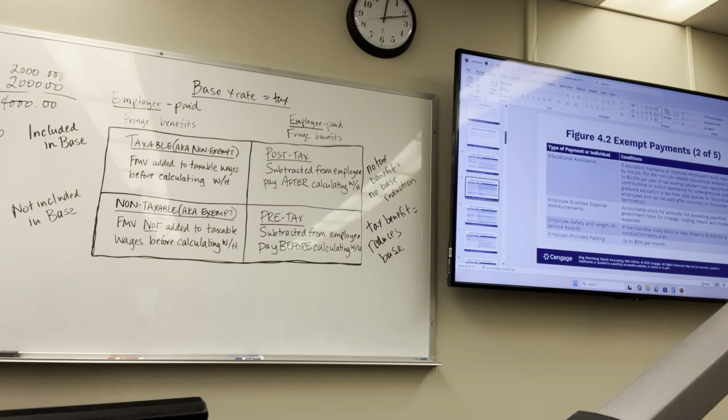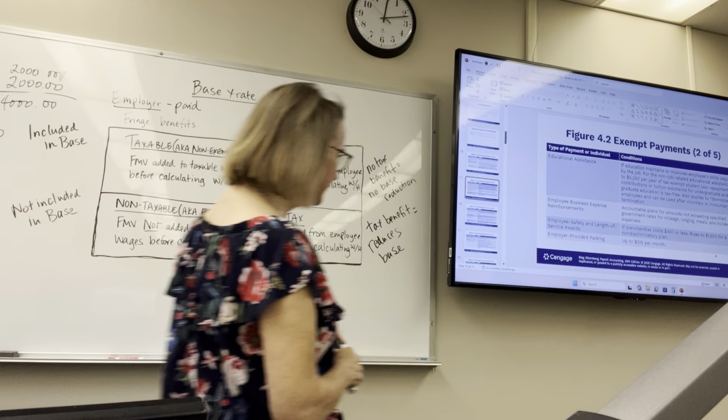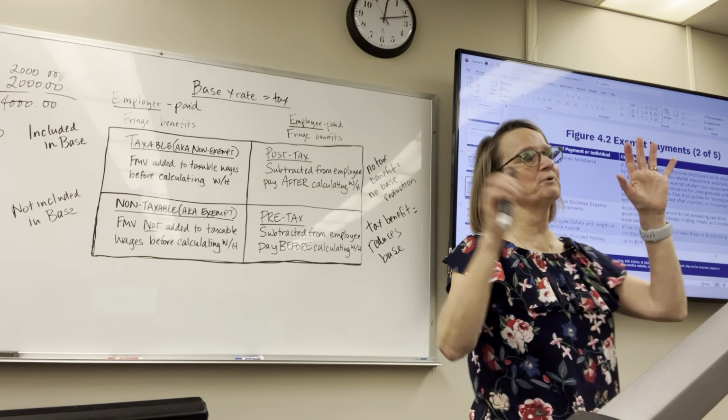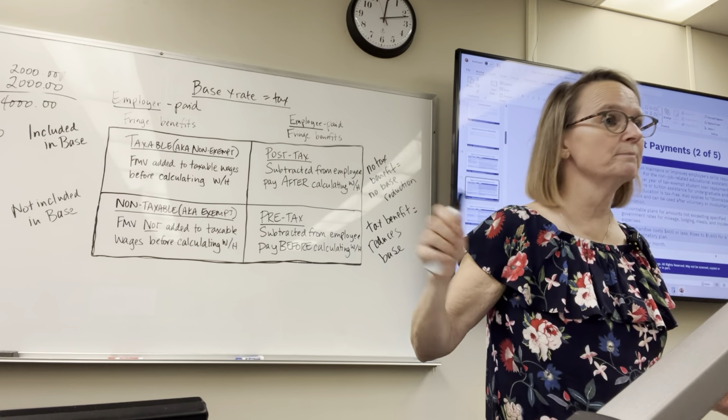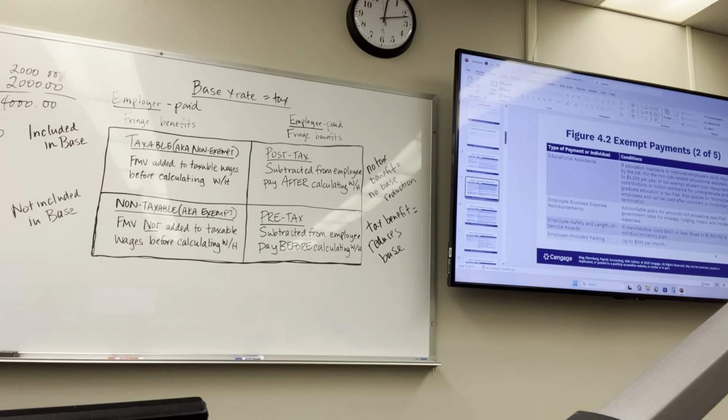Let's see, what else do I want to cover? We already talked about the educational expenses. We talked about employee business expense reimbursements and those accountable plans. Employer-provided parking. Say you work in a downtown metro area and you have to pay for the parking garage, and maybe there's a monthly fee. The employer can reimburse you up to $315 a month for that parking, and it is not taxable.